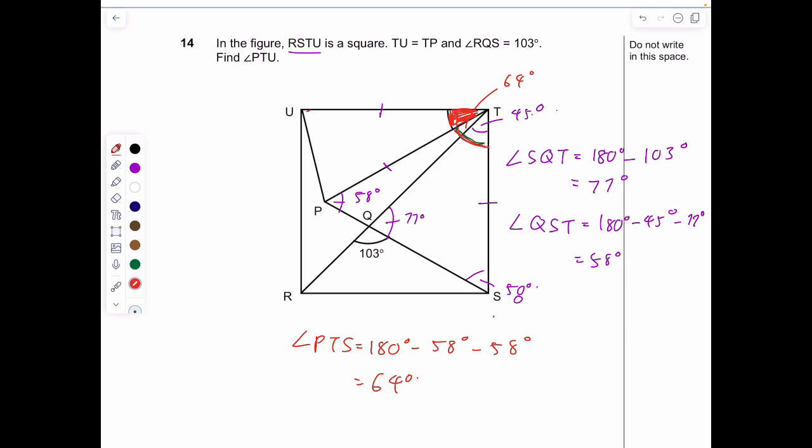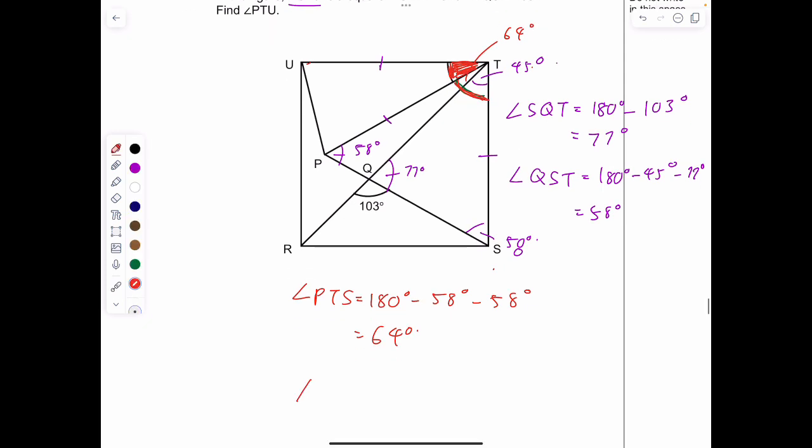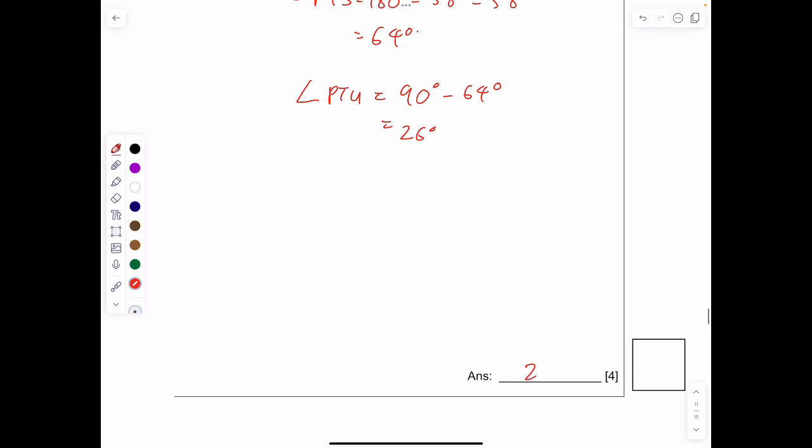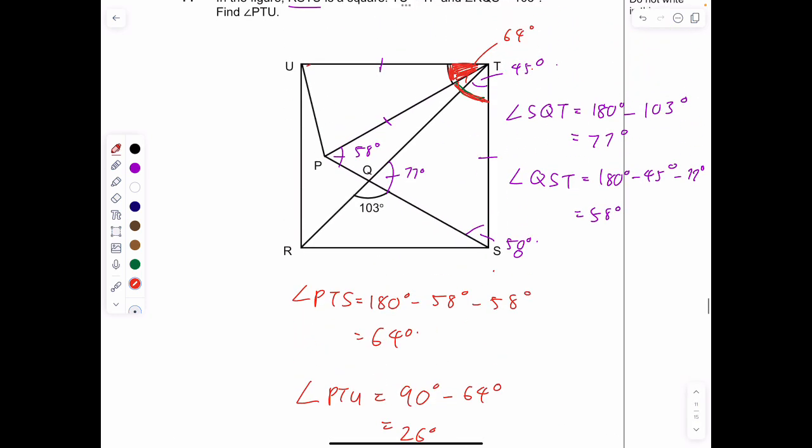This entire part, we know that this is actually a right angle. So to find out this particular angle over here, we just need to take the right angle, subtract away the 64. So angle PTU equals to 90 degrees minus away 64 degrees. That will leave us with 26 degrees. Now make sure you label whatever you find, okay, with the degrees, okay, in the drawings itself.